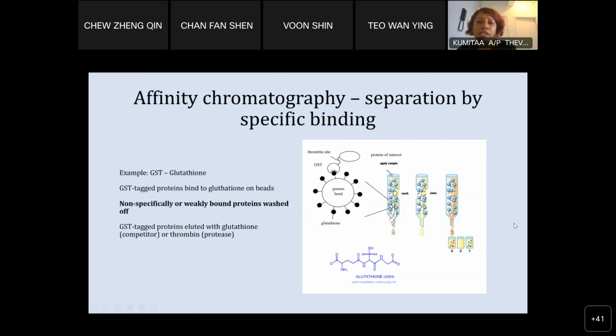Affinity chromatography is separation by specific binding. This is usually when you have your proteins tagged, for example, to a GST tag, and then you can elute out based on the tag.